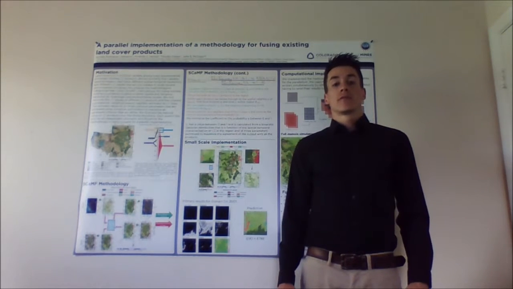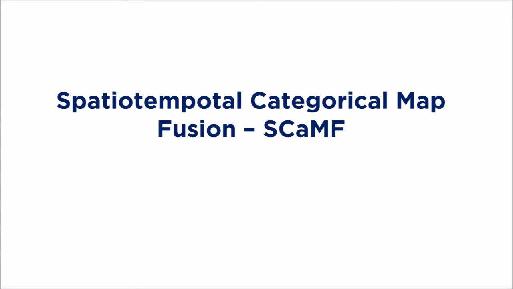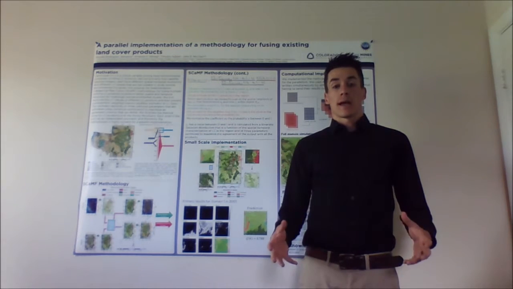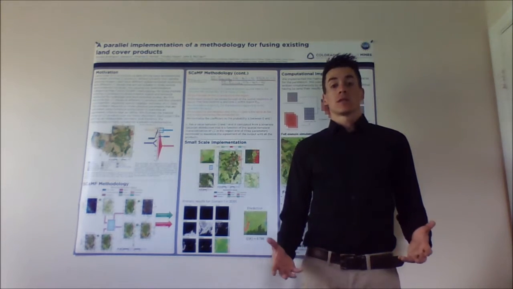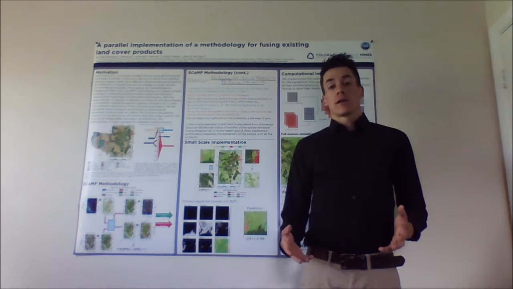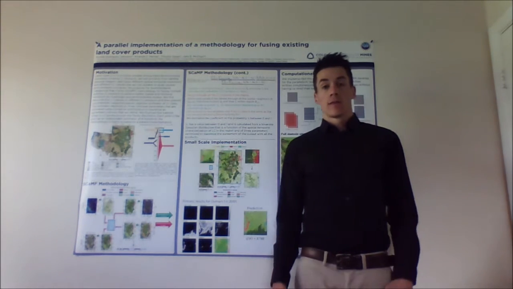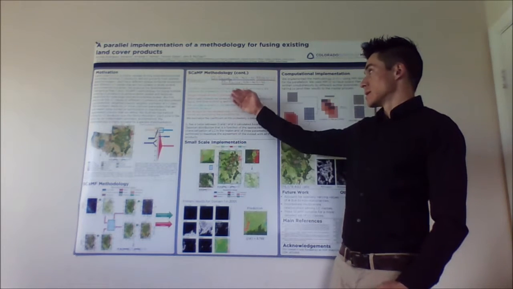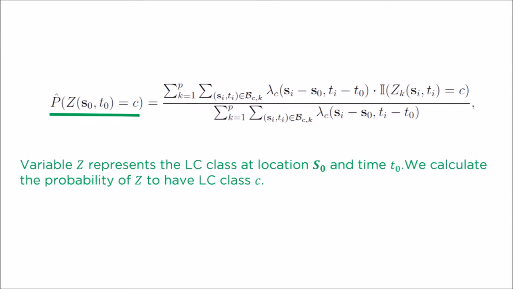Consequently, we developed the spatial-temporal categorical map fusion methodology, SCAMF, which allows you to take multiple land cover products and combine them into a single product with your required spatial and temporal resolution. The core of this methodology resides in this equation. So let's try to understand this equation in simple English.